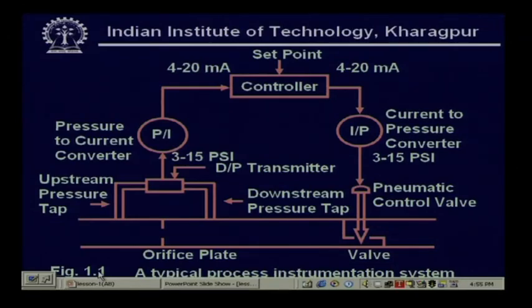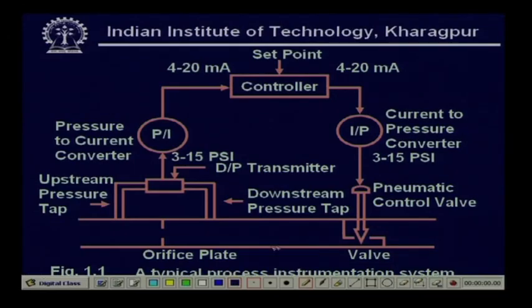Here also it is the same, you see what will happen. If the flow increases, my valve is to be closed. If the flow increases, this current will also increase. So, there is a set point, there is an error. This error signal also should be 4 to 20 milliampere, because I cannot transmit anything other than 4 to 20 milliampere.